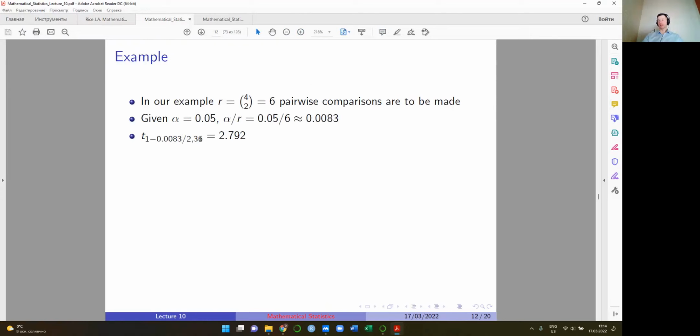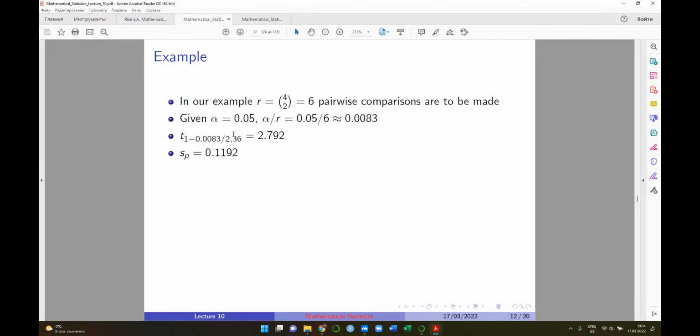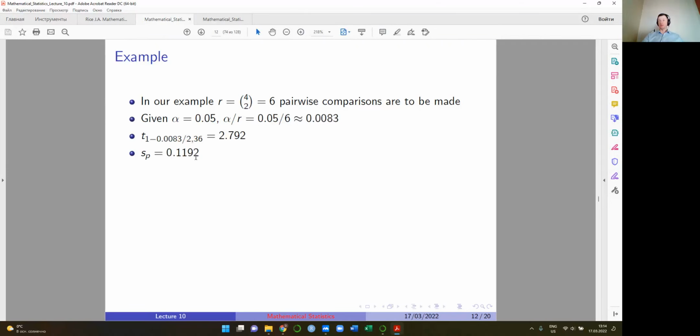Now we take a critical value of the t-statistic, the right-tailed upper quantile of 1 minus alpha over 2 with 36 degrees of freedom. Why 36? Because we apply the same number of degrees of freedom as S_p has in the denominator. S_p is known. We have calculated this earlier.